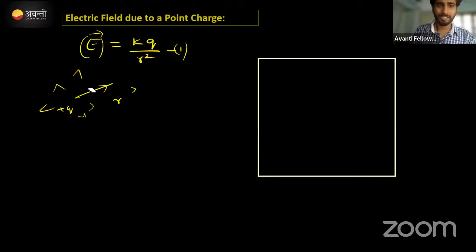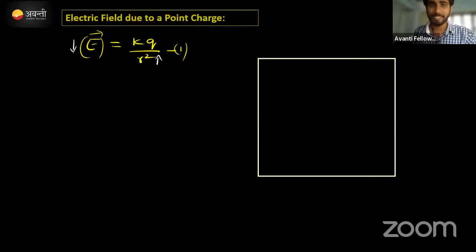Look here once. If the R value increases in the denominator, it means electric field strength will decrease. The electric field will decrease. How much? Right, exactly, by 4 times. If you move 2 centimeters, the electric field strength will decrease by 4 times. 4 times decrease hota hai.